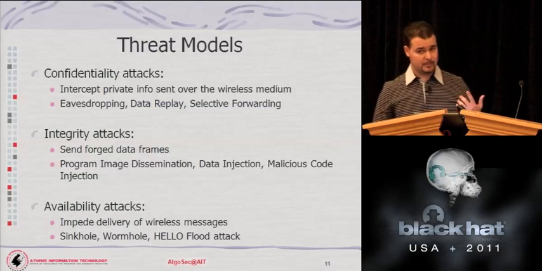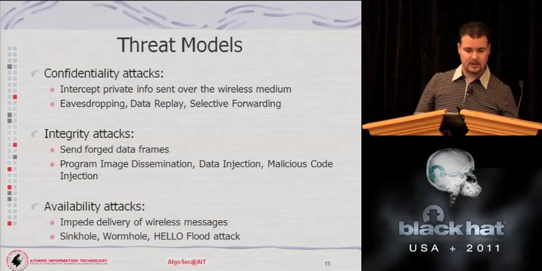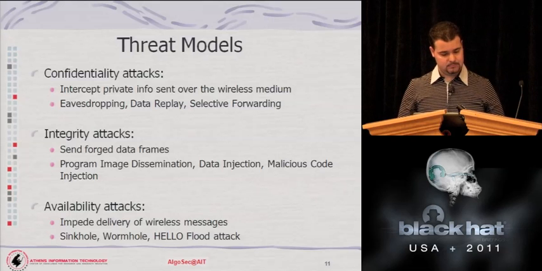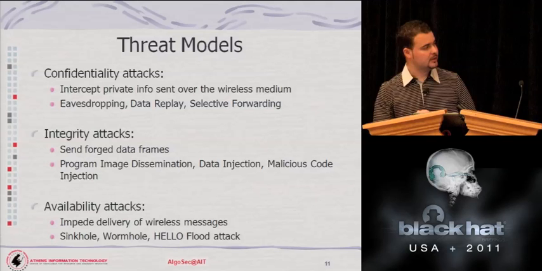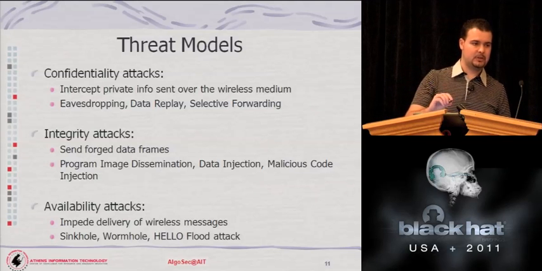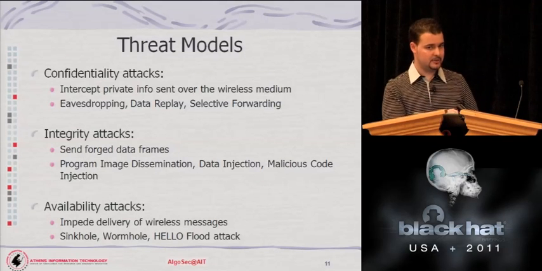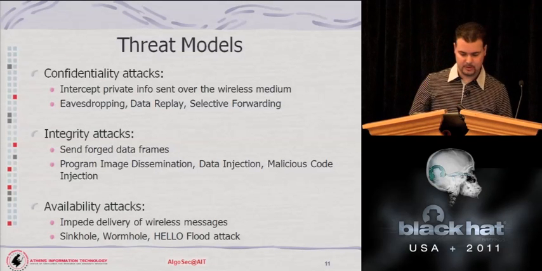These are some of the most important attacks. Okay. As we said, eavesdropping, data replay, selective forwarding. Against the routing layer, these are attacks that are trying to get access to the information transferred within the network. Sinkhole, wormhole, hello flood attack. These are extremely dangerous and are pretty difficult to protect against.